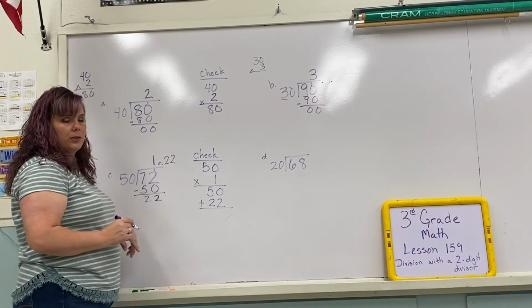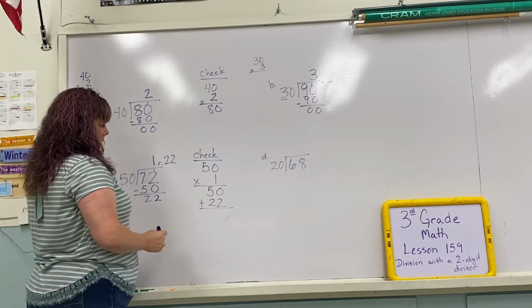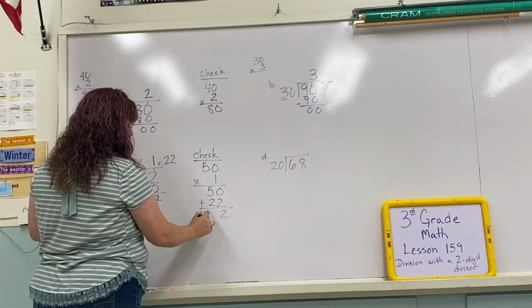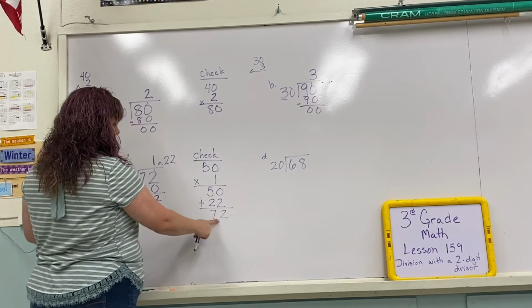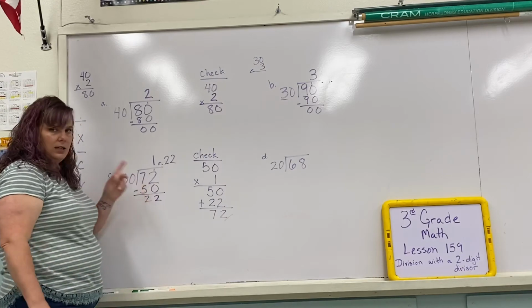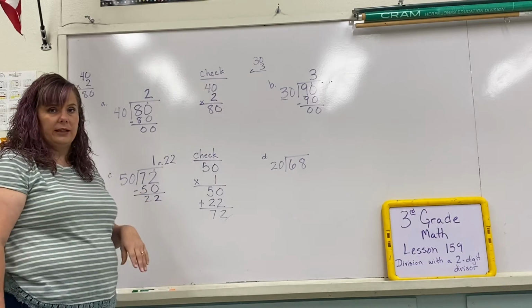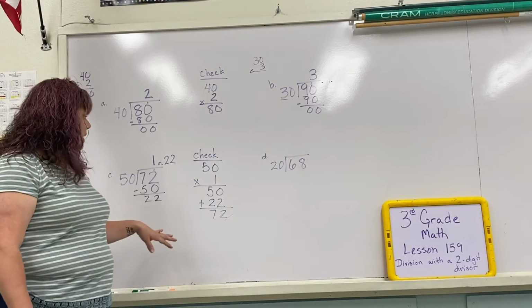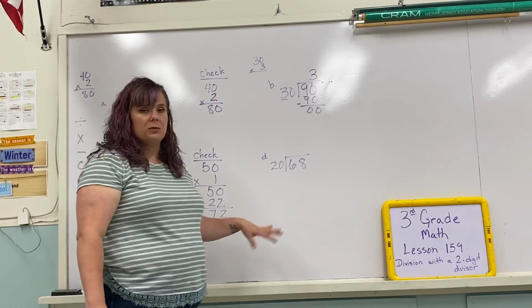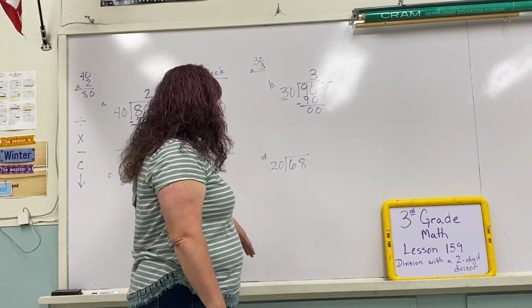Okay, make sure your problem looks like my problem. Now we're going to go 0 plus 2 is 2, 5 plus 2 is 7. Our answer is 72. Does that match our dividend? It does, so we checked correctly. All right, if you need more time to finish that, letter C, pause me. And unpause me when you're ready to go to letter D.